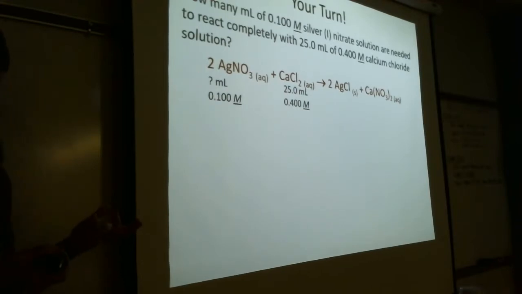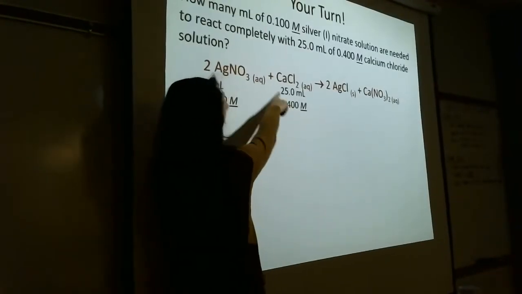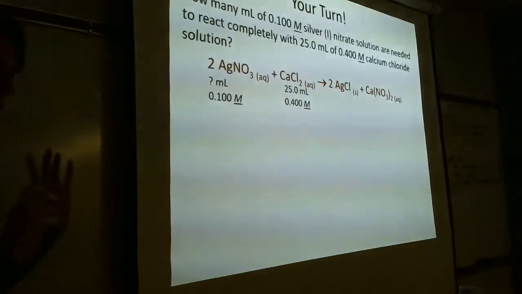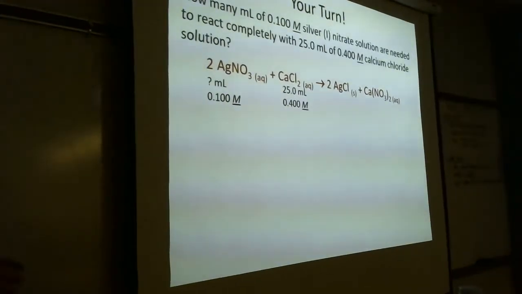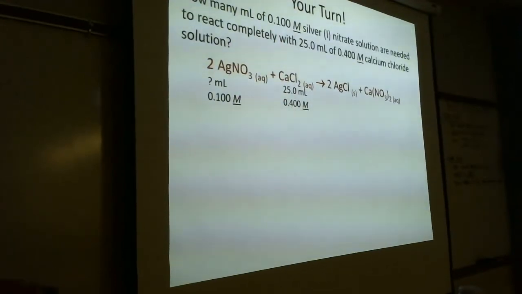You can't make that assumption because they have different molarities, and there's a different mole ratio, right? So it's not just a 1-to-1. You can't say, oh, 25 and 25. That doesn't work. So these have different molarities, and there's a different mole ratio. Mole ratio is 2 to 1.